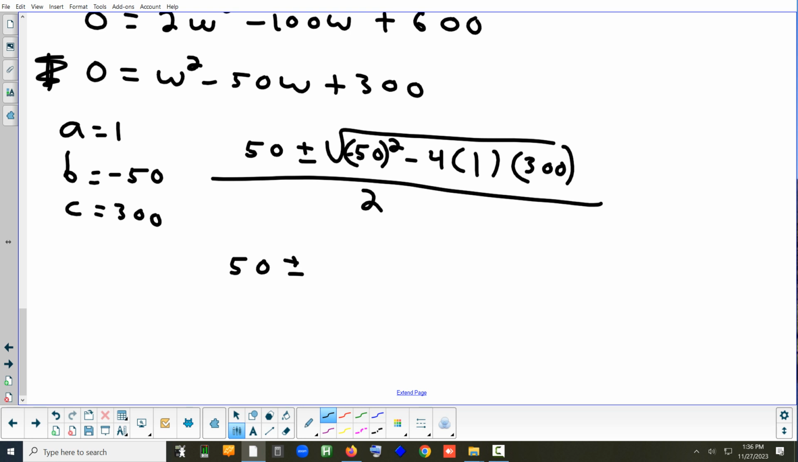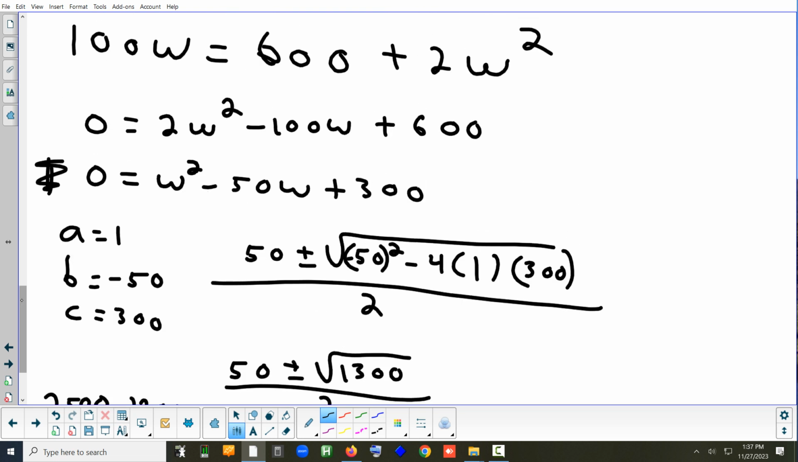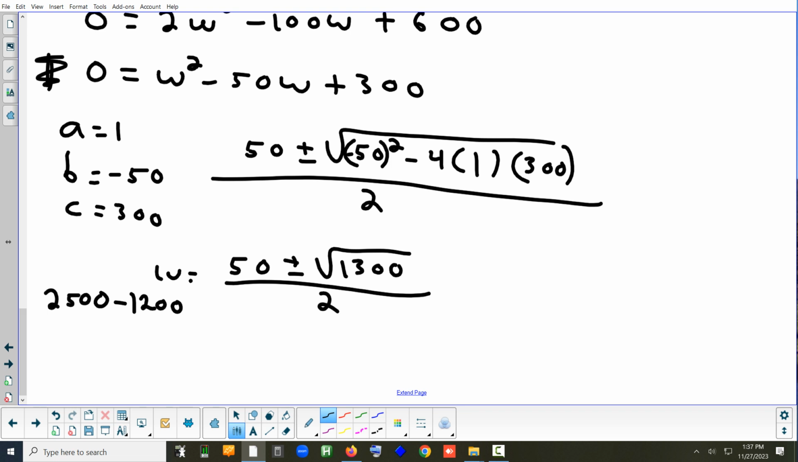All right, so we got 50 plus or minus, what's 50 squared? 2,500. 2,500 minus, what's 4 times 300? 4 times 300 is 1,200. And 2,500 minus 1,200? 1,300. The square root of 1,300, it's not a nice answer. So it was not factorable. Okay. And that, what did we just solve for? W. We just found W.